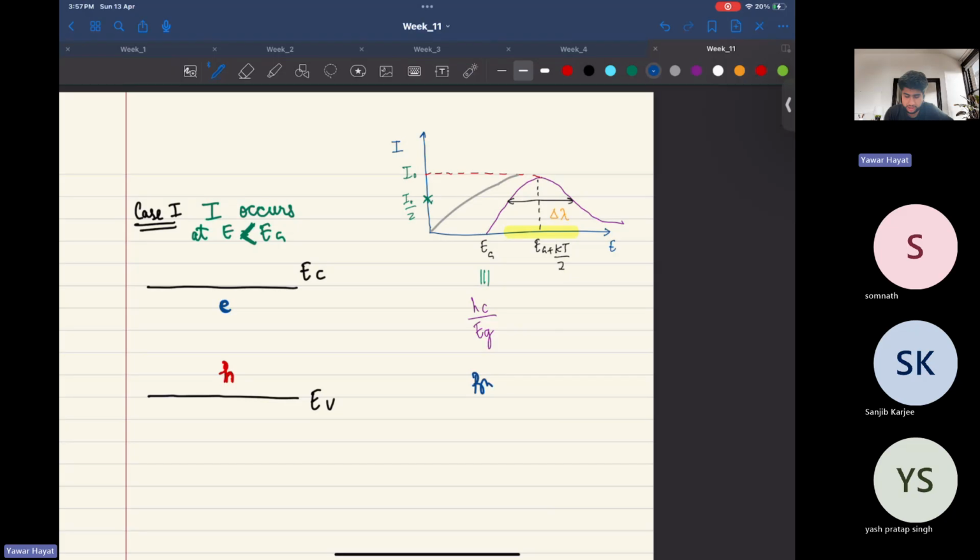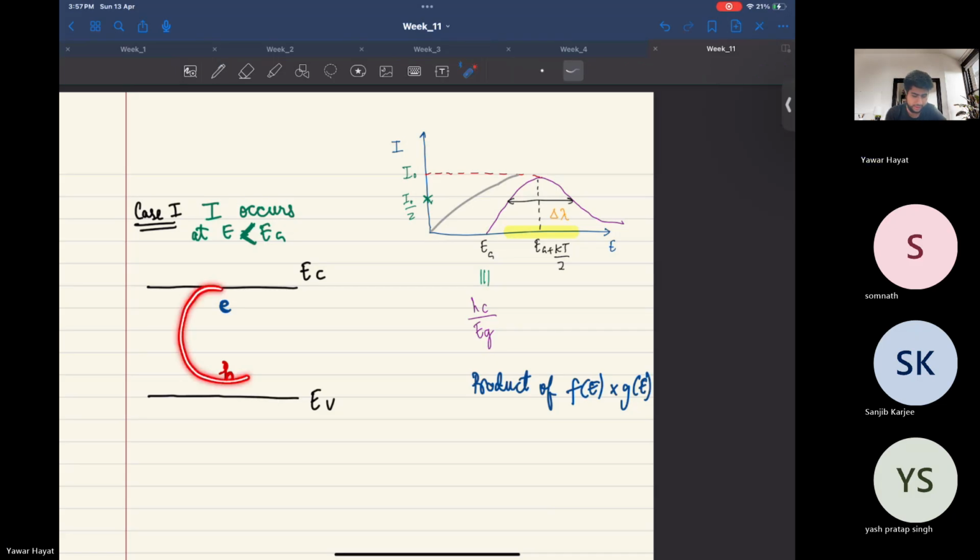It is the product of this Fermi function times G of E, the density of states. What is zero in the band gap, or in the forbidden gap? This is zero. You don't have any allowed state, right? Because that is the definition of the forbidden gap. You don't have any allowed state in the forbidden gap.